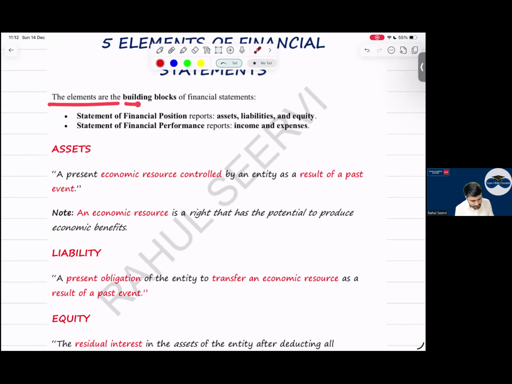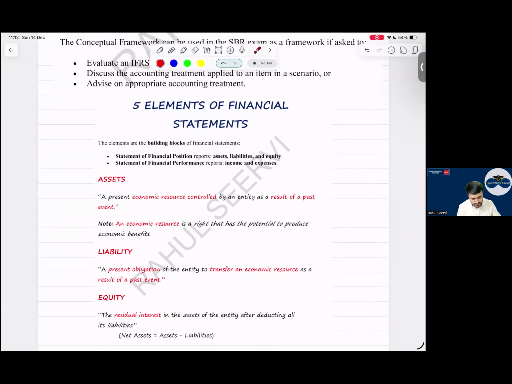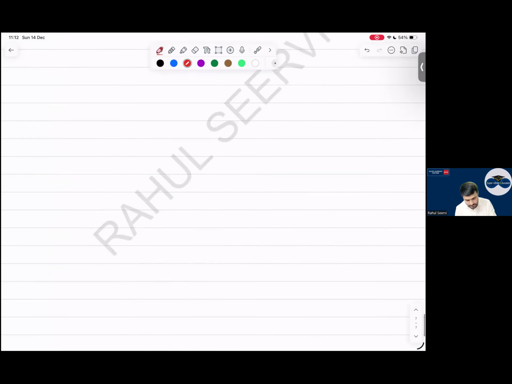The elements are the building blocks of financial statements, that is the balance sheet and P&L. Asset now. What is an asset? An asset is a present economic resource controlled by an entity as a result of a past event. Note, an economic resource is a right that has the potential to produce economic benefit. Sir, what does this mean? Let us take an example so that it will be easy to link now.